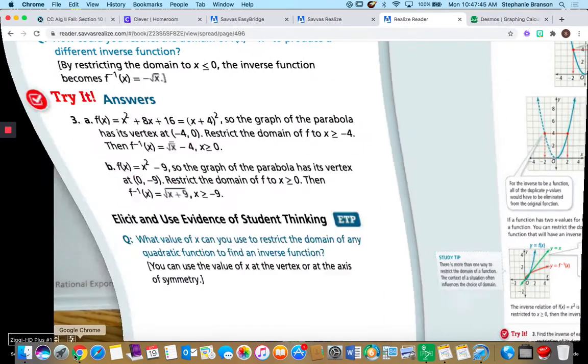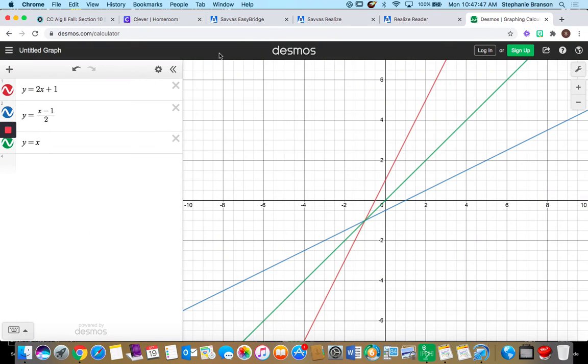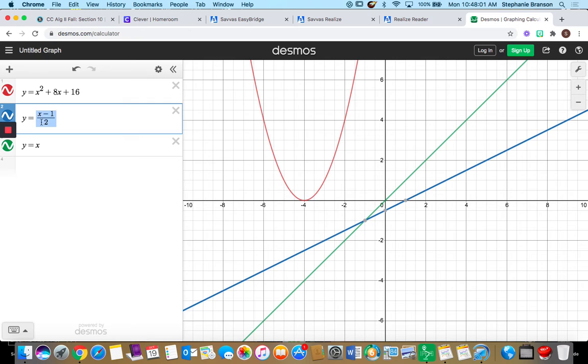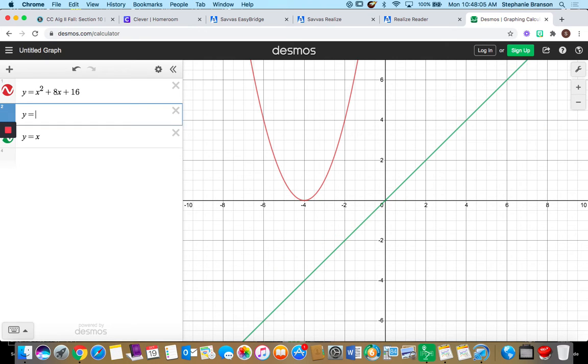Alright, so you don't have to do anything here again. I just want to show you what it'll look like in Desmos. So we started with y is equal to x squared plus 8x plus 16. And we said the inverse was the square root of x minus 4.